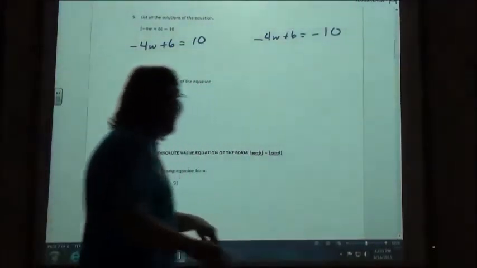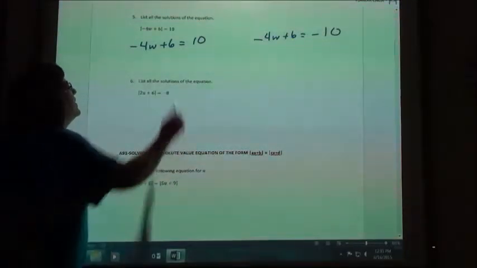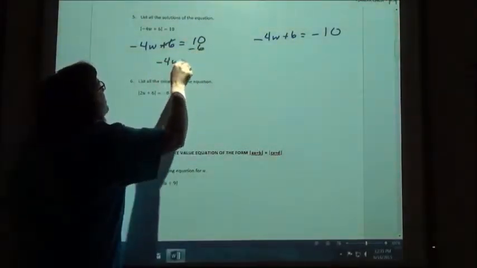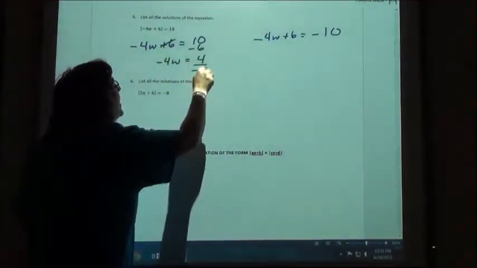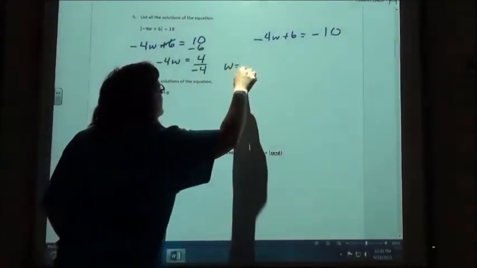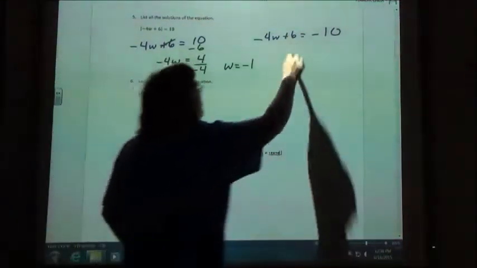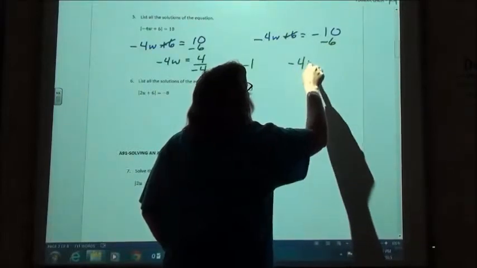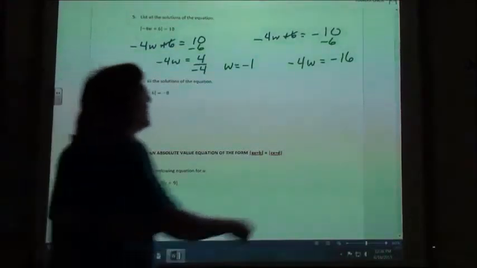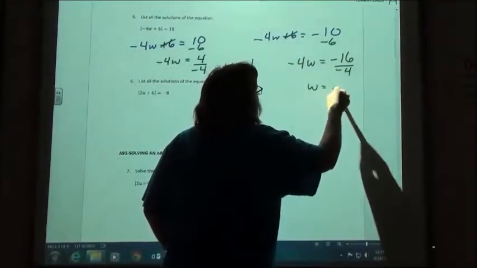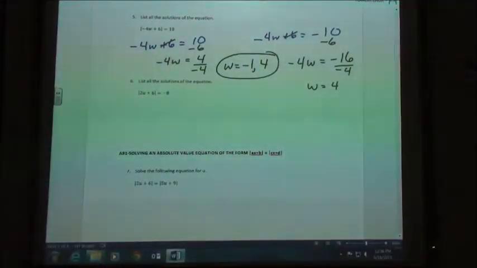So if I'm going to solve the first one, what would I do? Subtract my 6, so -4w equals 4, then I would divide by -4, so w equals -1, right? On the second one, same two steps. If I subtract my 6, -4w would equal -16, and then if I divide, w equals +4. So -1 and +4 are both solutions to that equation.